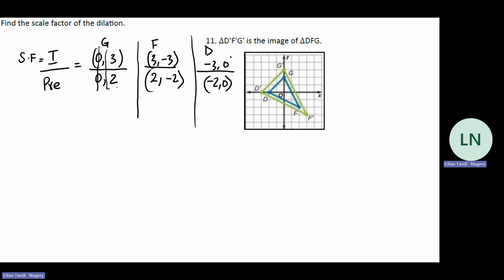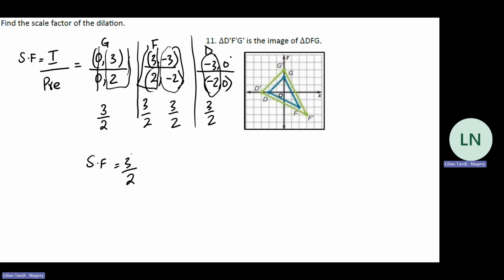When you divide this, you will get 3 over 2. When you divide that, you get 3 over 2. So your scale factor is equal to 3 over 2. If you don't want to do it this way, please do the distance formula. Okay? But you have to do it for all your sides, not one. You must find DG, GF, and then DF. You have to do all.